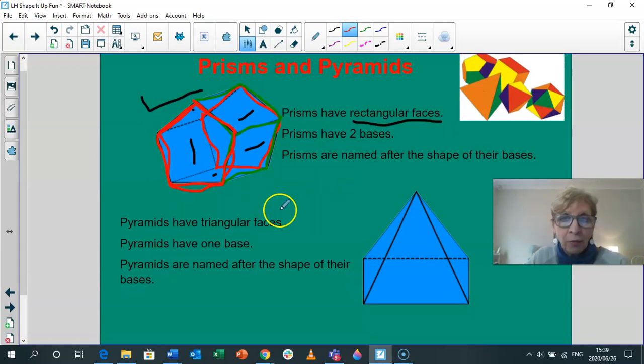Now let's have a look at our pyramids. Pyramids have triangular faces, right?